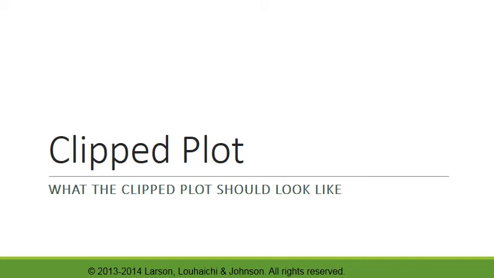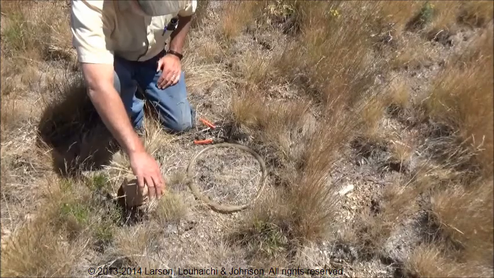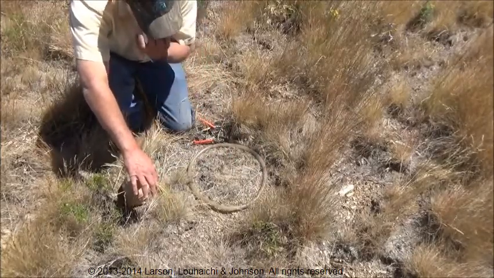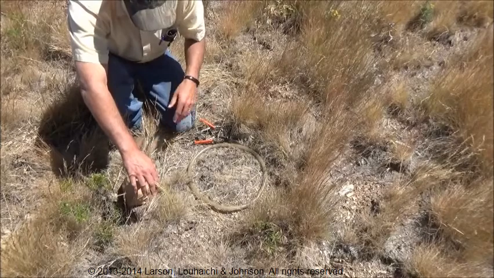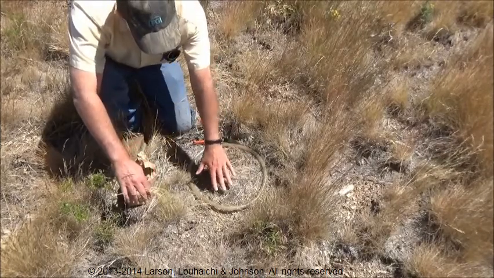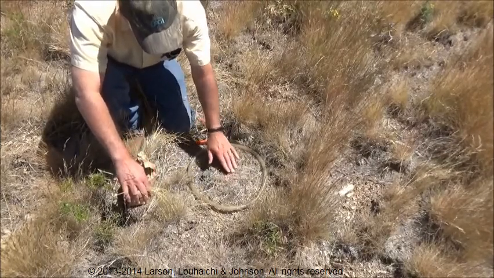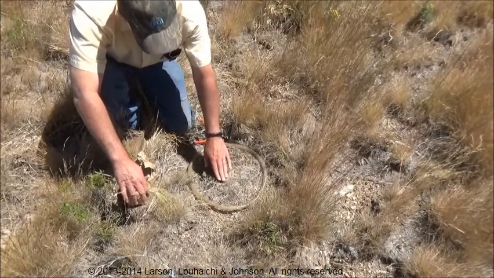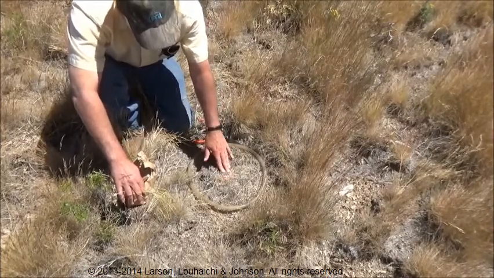The clip plot should capture the current annual production and should not be clipped below the crown of the plant. And this is our plot now that has been clipped to ground level. You can see that we have not gouged the earth in any area. You can see the top of the crown. You can actually see some little ends of the stems that are there. The intent is not to kill any part of the plant.